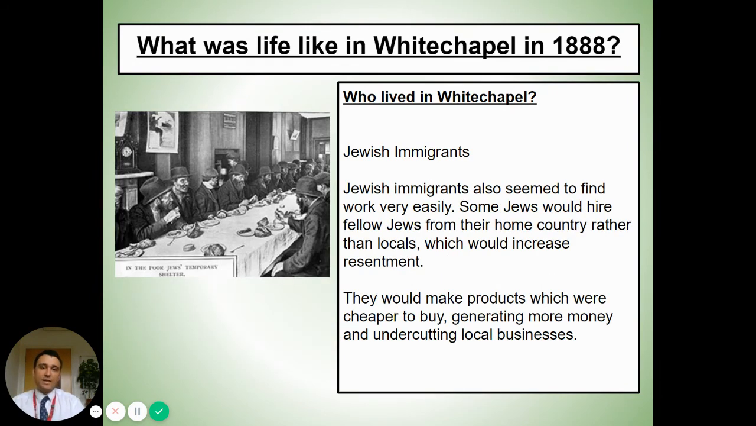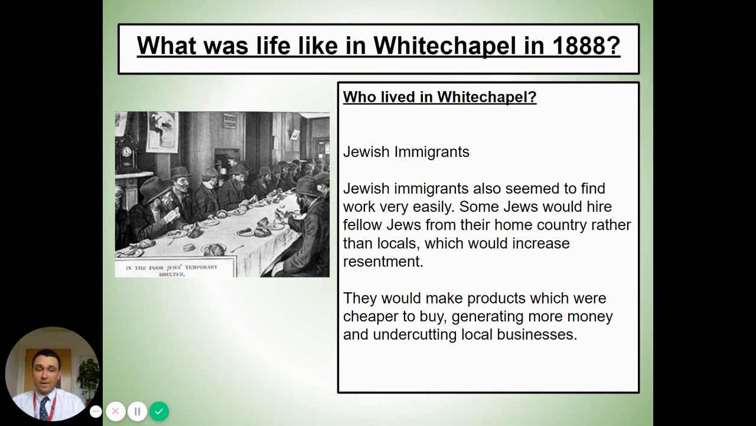And tension was added because the immigrants also seemed to find work very easily. There would be people in the East End who'd be struggling every single day to get jobs, and they would find it frustrating when new arrivals would get work before them. You sometimes had the case where Jews would hire other Jews from their home country to work in places like sweatshops, for example, and that only increased the resentment between the locals and the Jews.